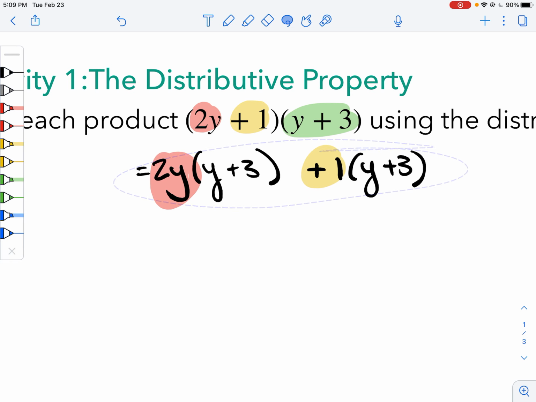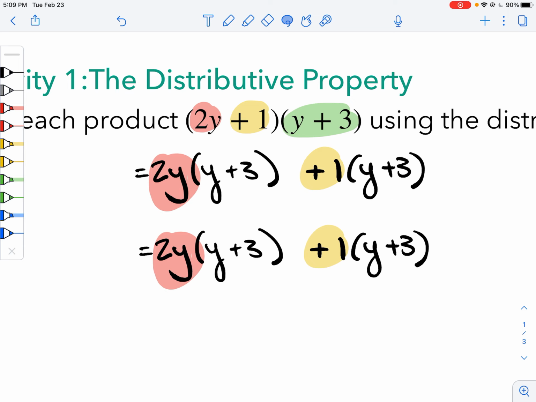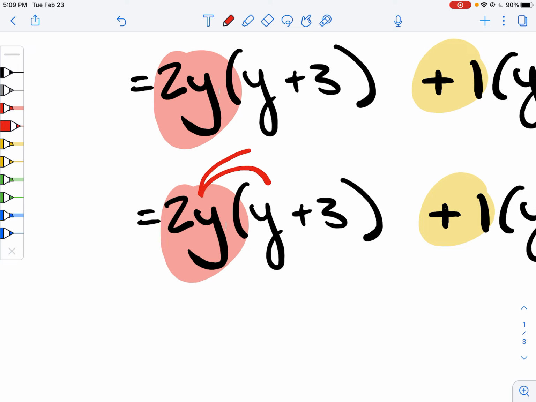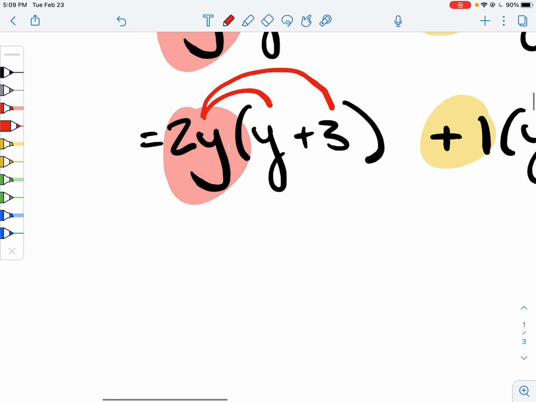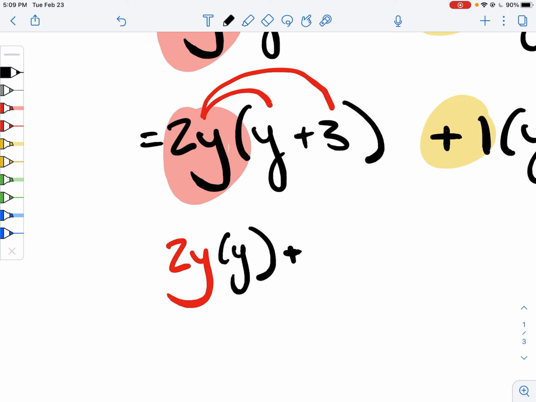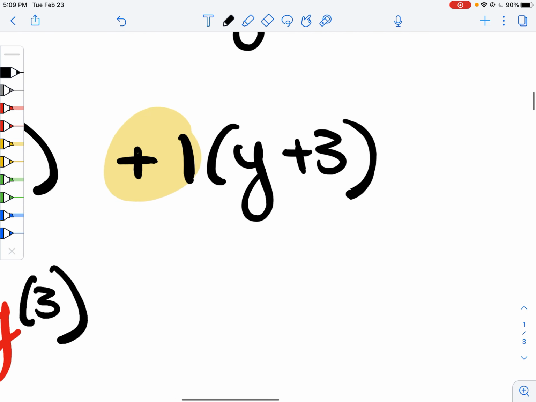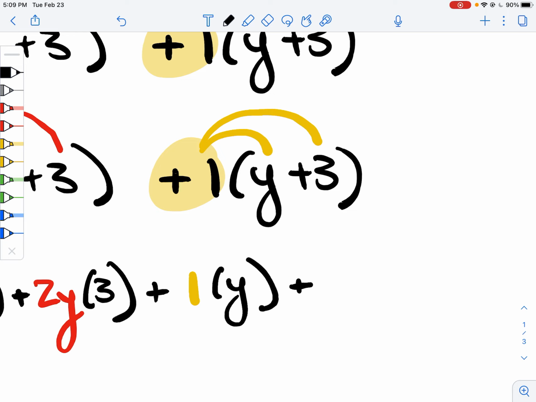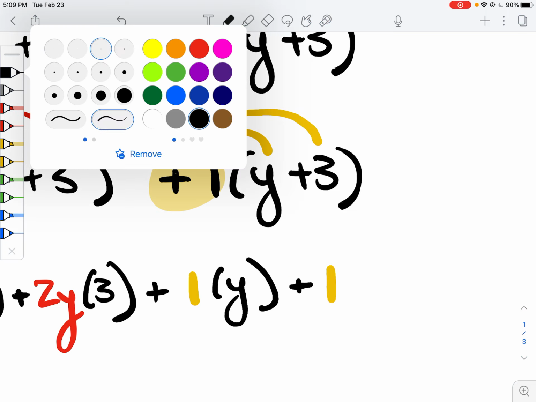But now we need to distribute even more. First, we're going to start by distributing this 2y into y and plus 3. So that gives us a 2y times y plus a 2y times 3. We're going to do the same thing with our 1. We're going to distribute 1 into y and 1 into 3. So that'll be the same thing as 1 times y plus 1 times 3.